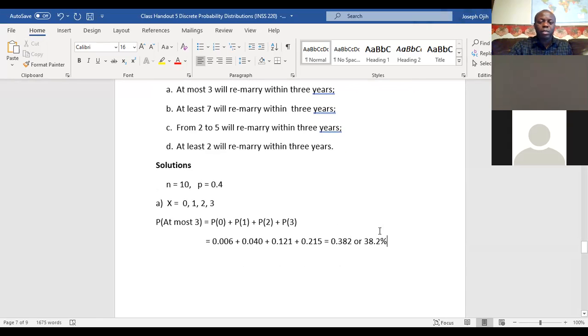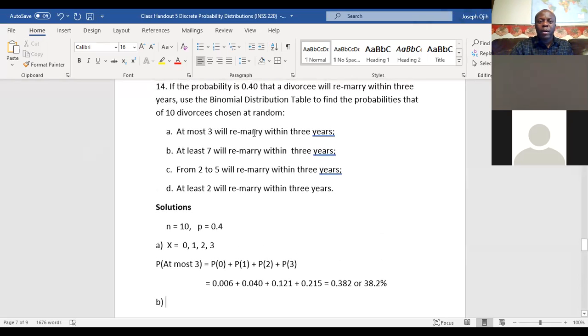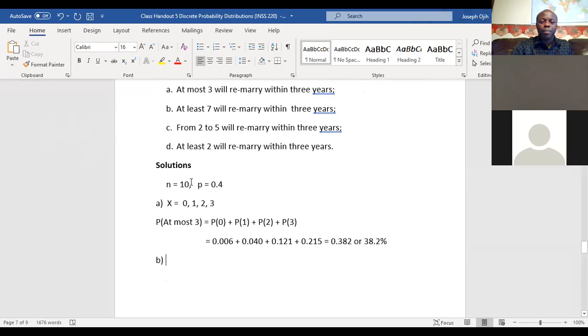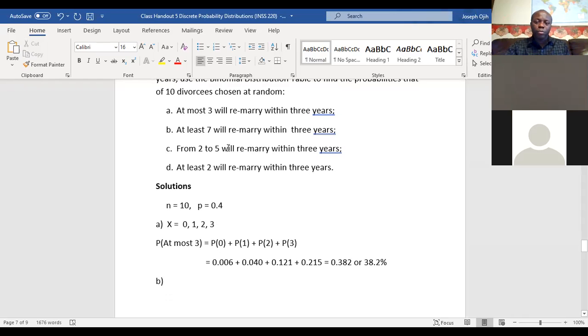Let's try the second part, which is part B. Part B says, at least 7 will marry within 3 years. At least 7. So remember, our N is 10, as 10 divorcees were selected. So N is 10 and P is 0.4, which we are given. So at least 7 means 7 and above. So it's 7 to 10. So that our X will be equals 7, 8, 9, 10.